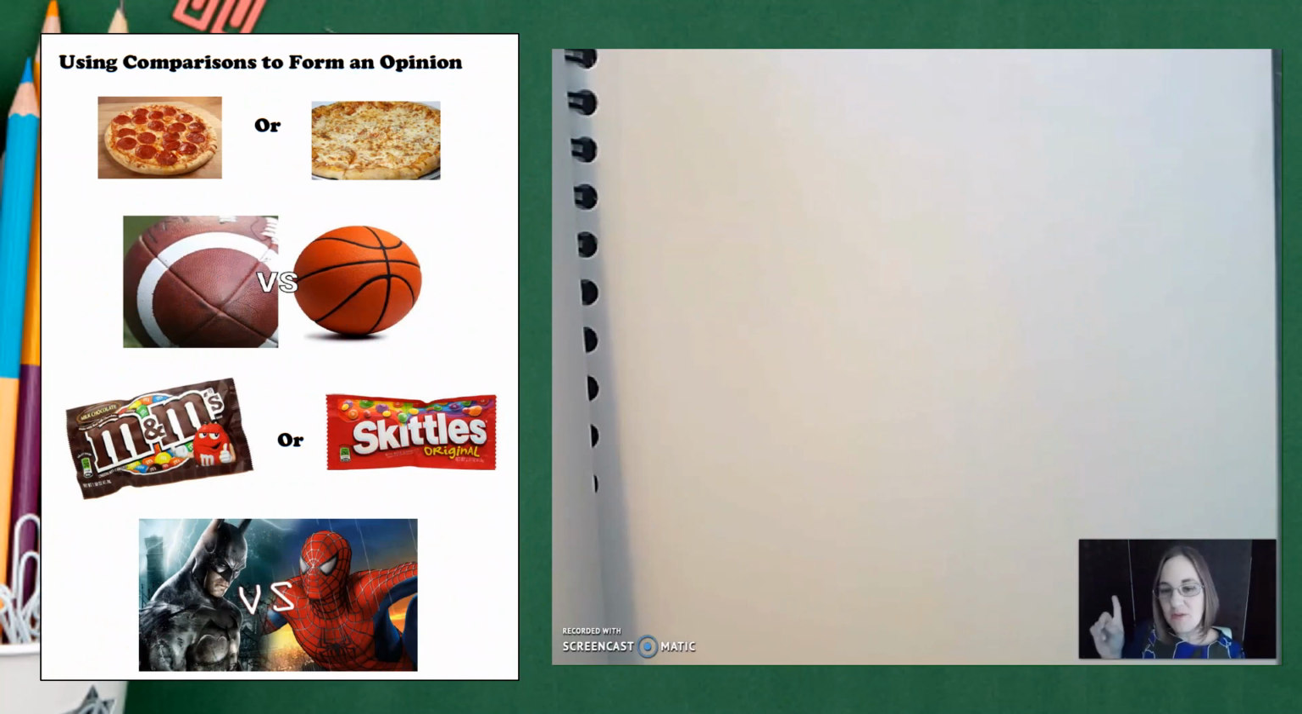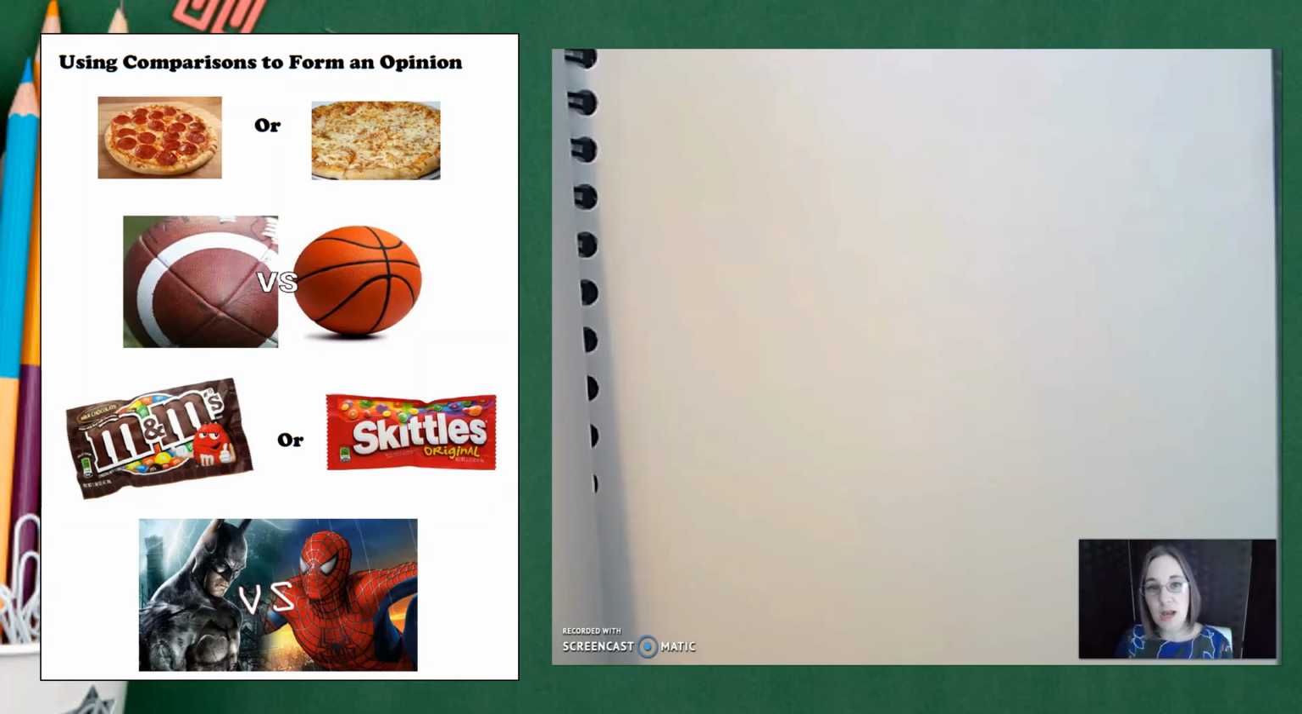If you have a copy of this page, our opinions comparison list, I want you to take it out and look at it. If you don't have a copy, that's okay. There will be one later on in the Nearpod. One way that we can get ideas for which is better is to look at this comparisons page. Each two pictures are of the same topic. For example, if you look at the first two pictures, they're both pizzas, so that topic is pizza. But we're going to ask ourselves which is better, pepperoni pizza or cheese pizza.